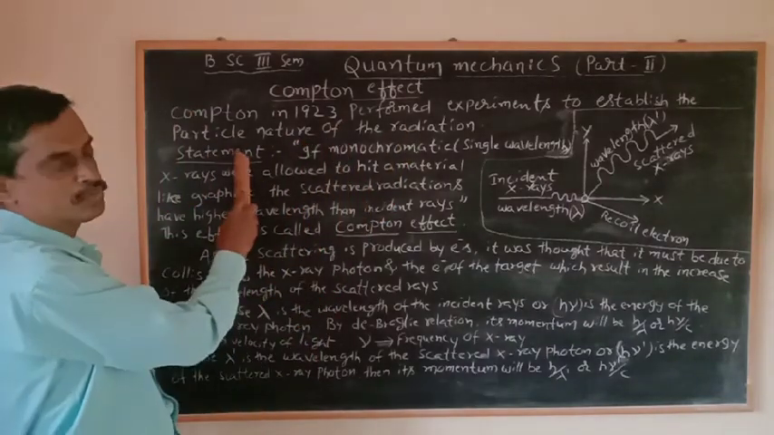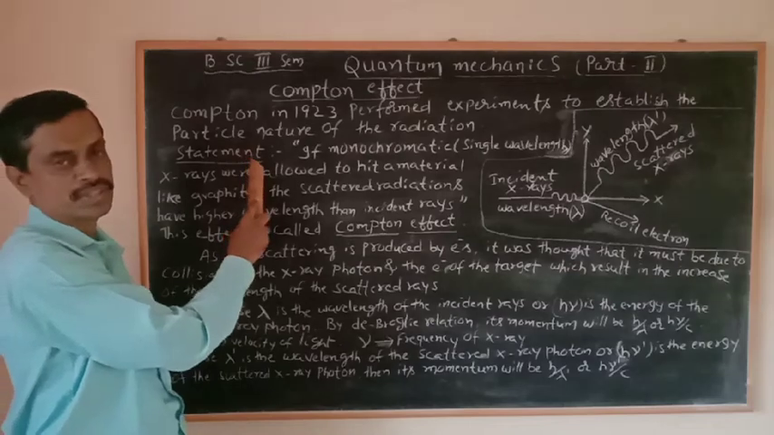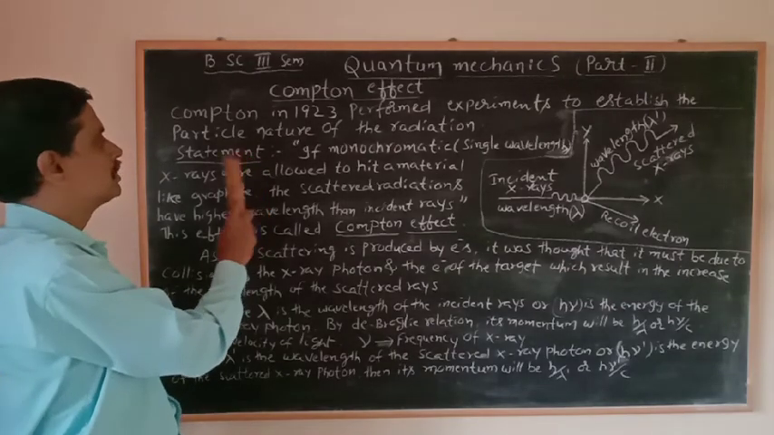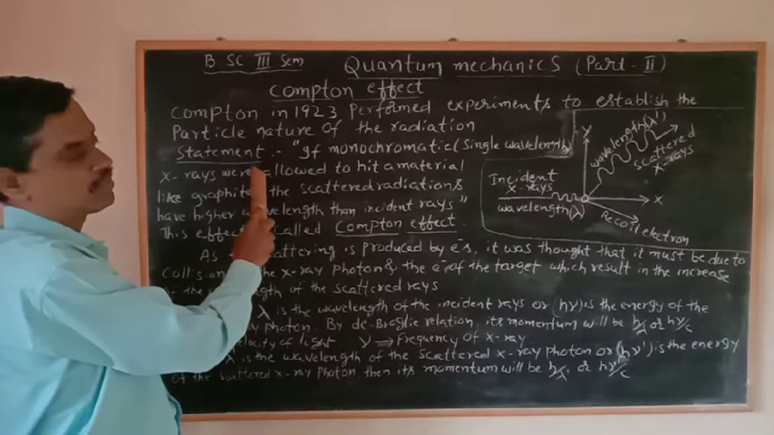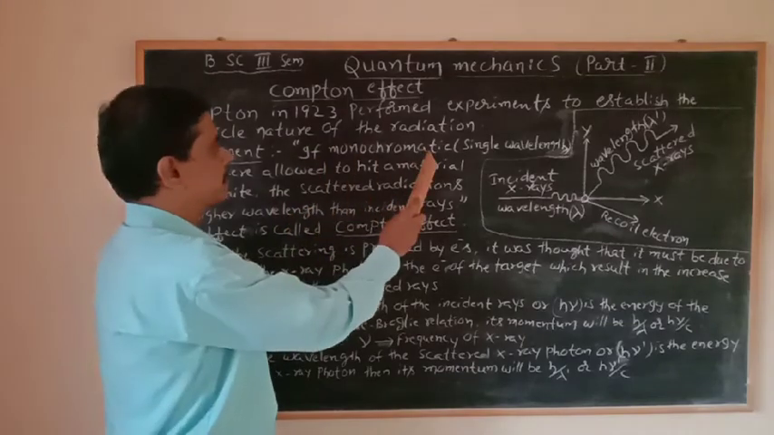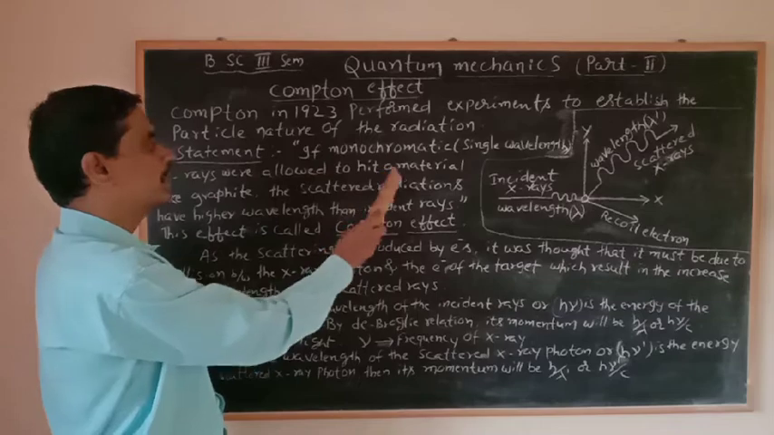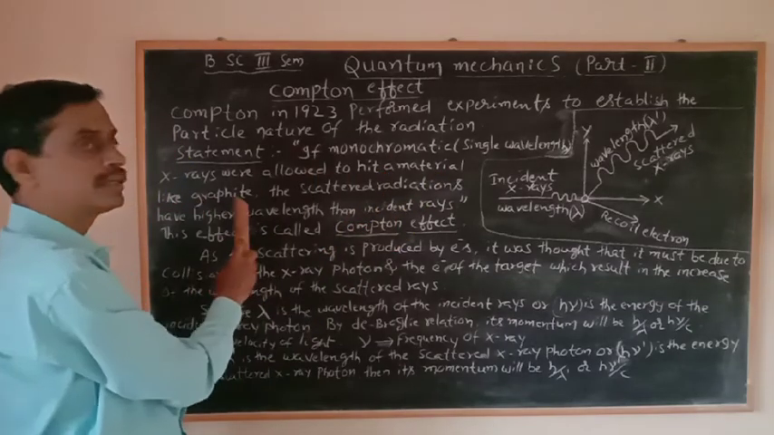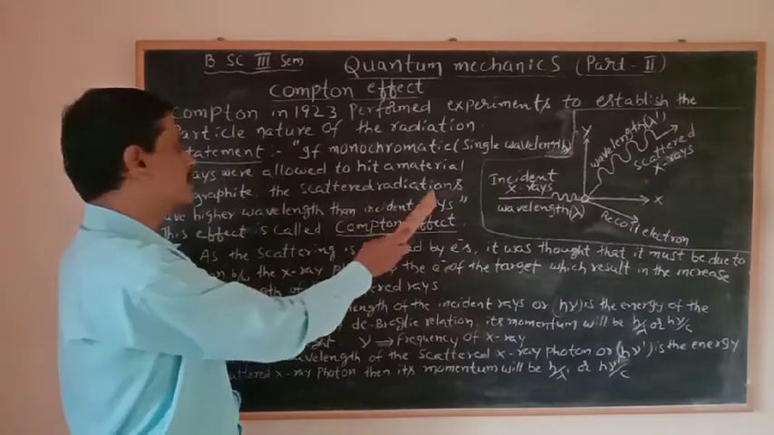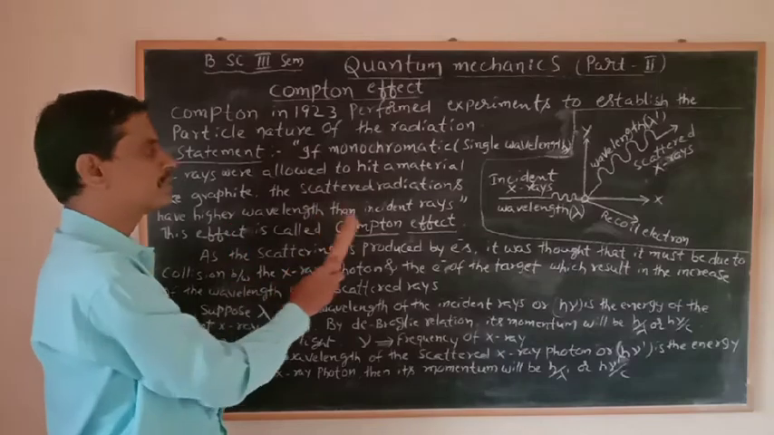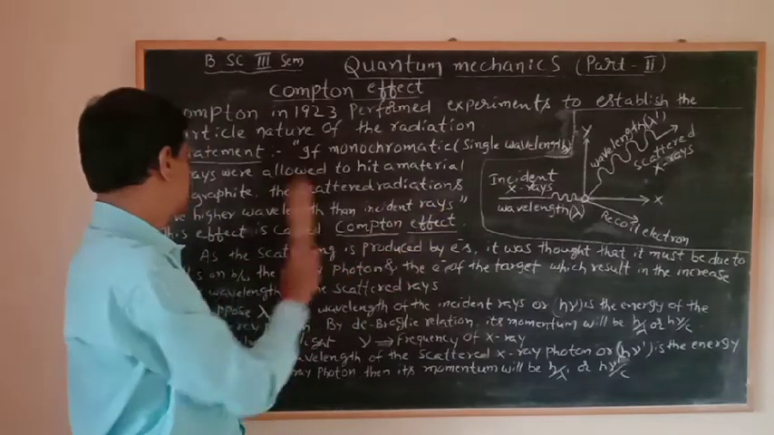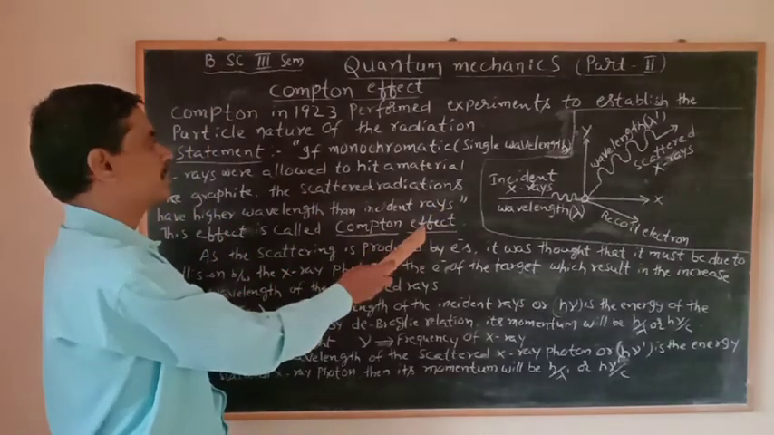What is the statement of this Compton effect? They will ask this question in the examination, usually for 2 marks. If monochromatic X-rays, that means containing a single wavelength, are allowed to hit a material like graphite, the scattered radiations have higher wavelength than the incident rays. This effect is called the Compton effect.